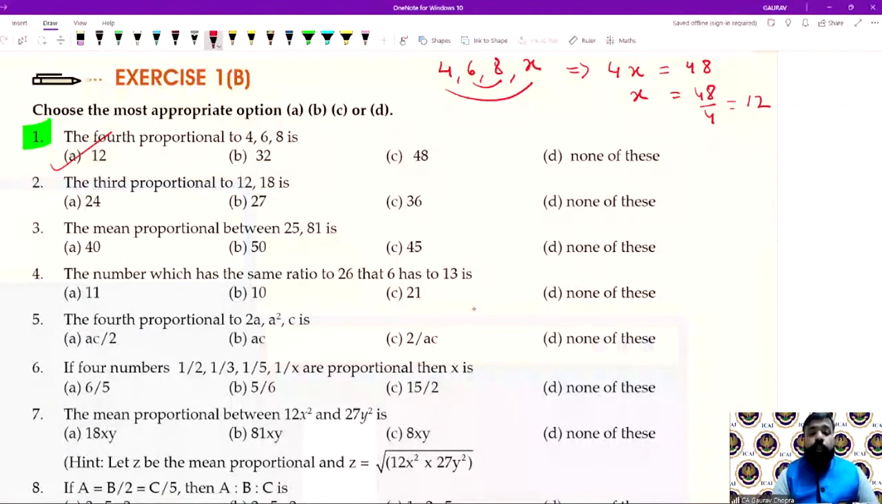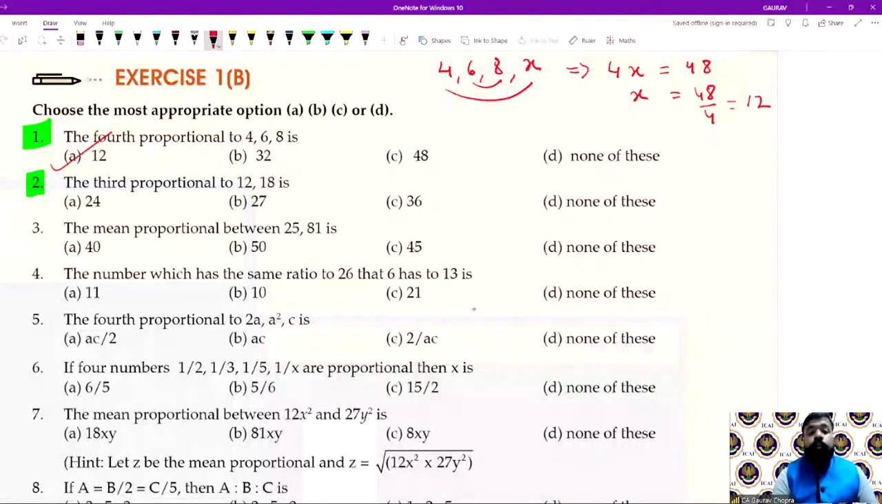Then comes the next question, that is second one. And this time you have to find out the third proportional. Many of you have also given the answer. Yes. Now, in the second one, third proportion is required.